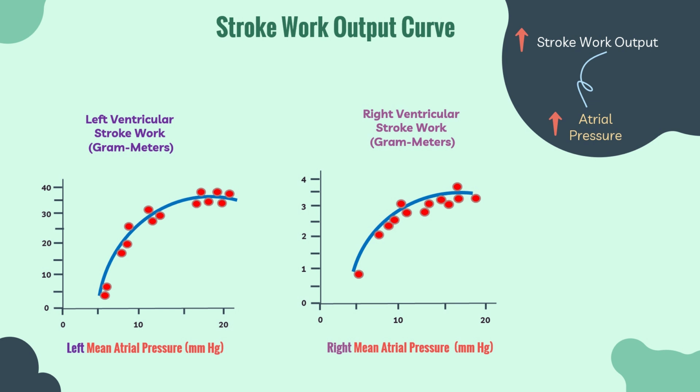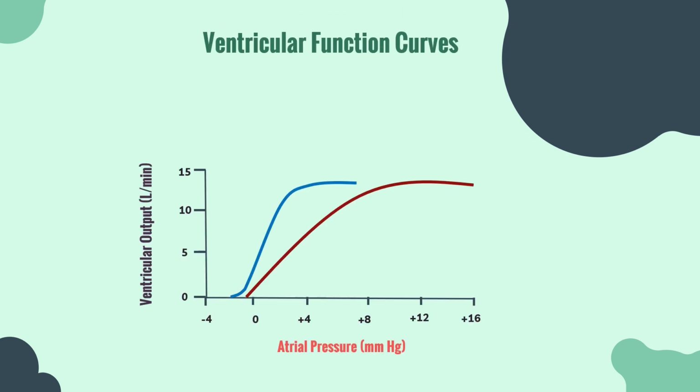These are actually left and right ventricular function curves recorded from dogs, depicting ventricular stroke work output as a function of left and right mean atrial pressures. Another type of ventricular function curve is called the ventricular volume output curve.